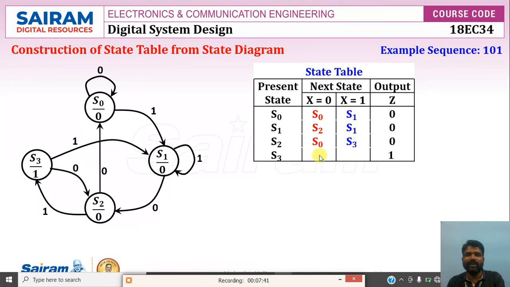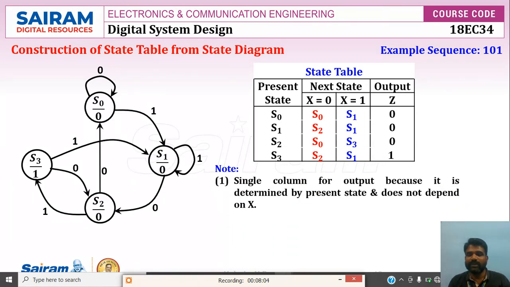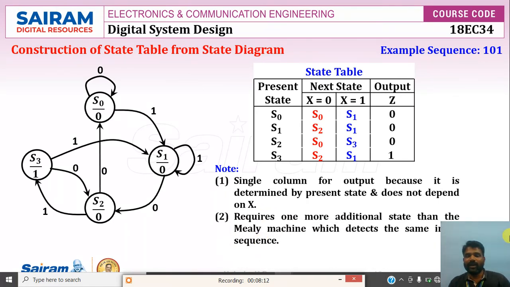Clear? Fine. So come to present state S3. When 0, it will go to S2. And if it is 1, it will go to S1, so here you write S1. Okay, this is the state table. Clear? And from the state table, we construct the transition table. Note the single column for output because it is determined by the present state. It does not depend on x, and it requires one more additional state than the Mealy machine to detect the same input sequence. Clear?